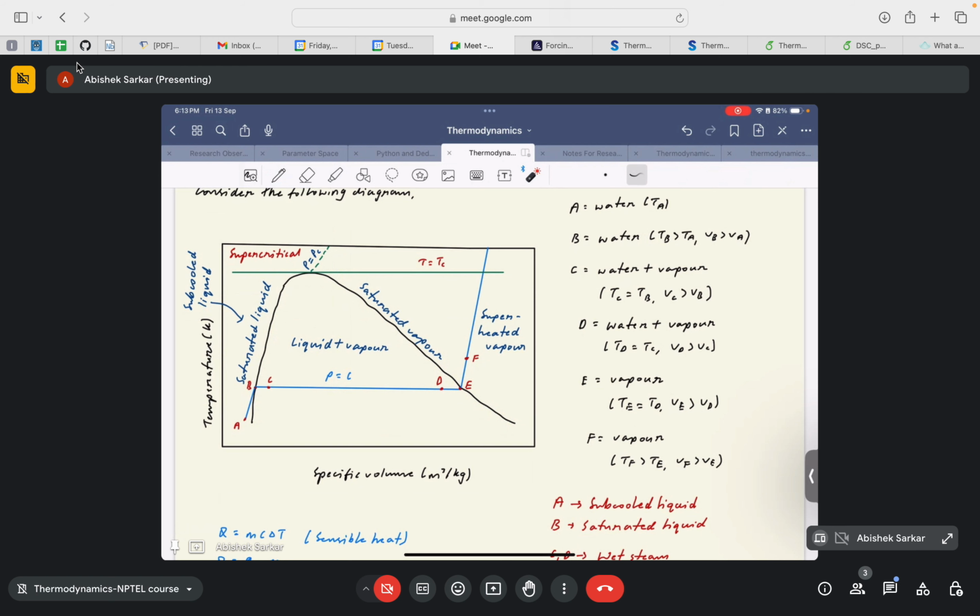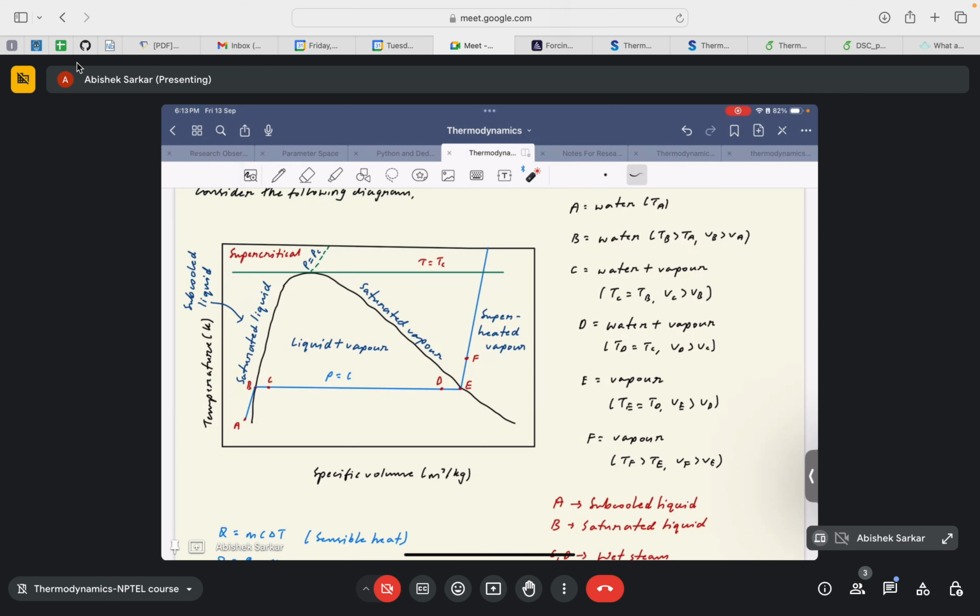The region on the left side of this liquid vapor dome, specifically this region, is known as the subcooled region. The region on the right side of this liquid vapor dome is known as the superheated vapor region, and the region above this critical temperature zone is known as the supercritical region.